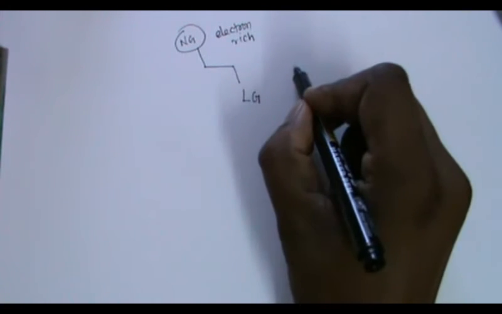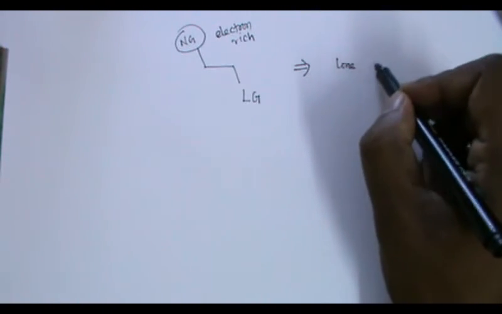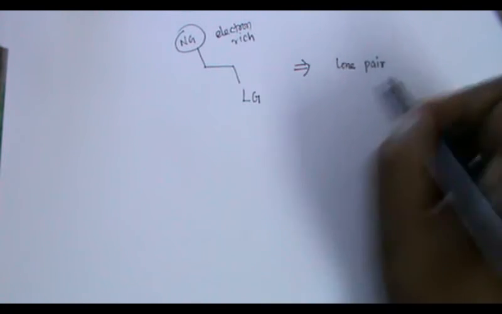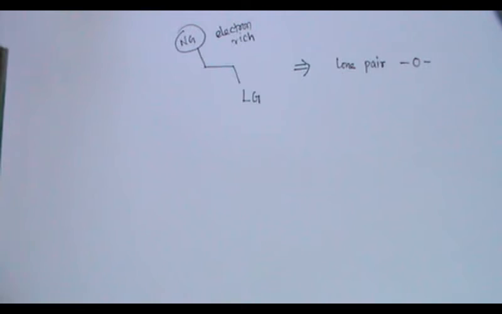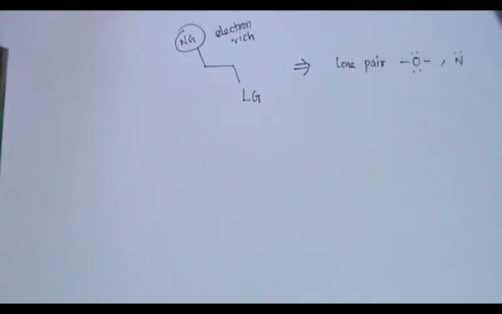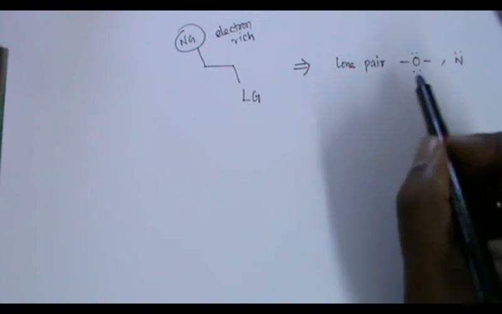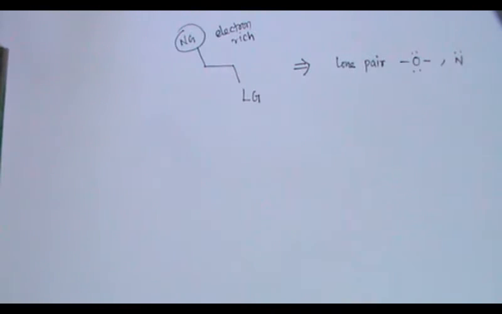So under that I can categorize the neighboring group with a lone pair of electrons. For example, I go for oxygen and nitrogen. So we have a lone pair on this. Generally halogen, since it acts as a leaving group, we don't consider that. If oxygen or nitrogen is attached on this carbon, then there is a possibility for anchimeric assistance.